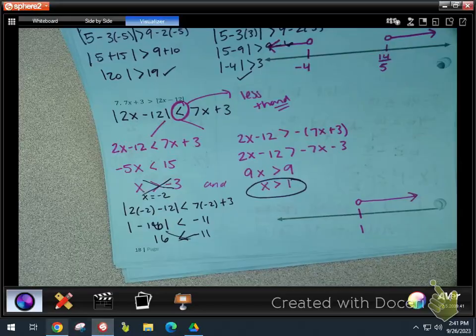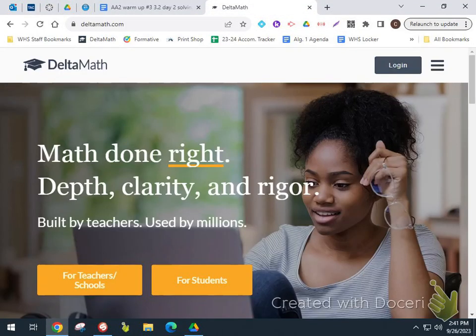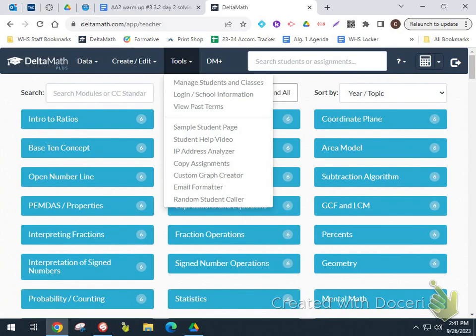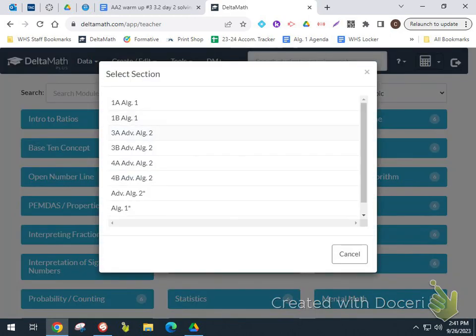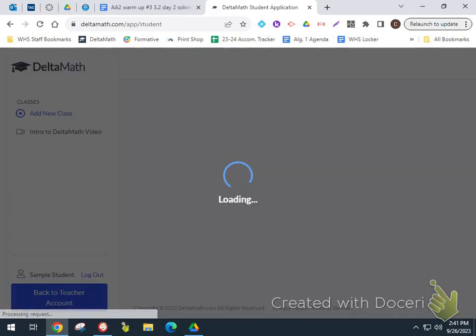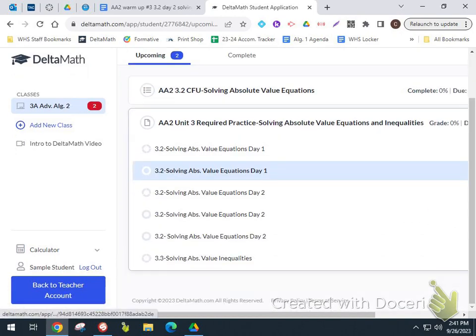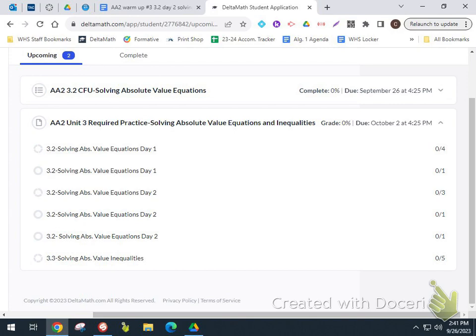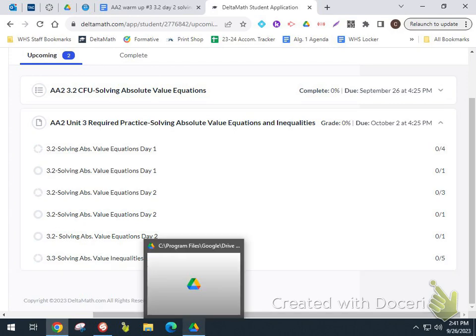Hold your thought real quick. Just so you know, you are able to get 100% of Delta Math done. I know we don't have a ton of time, but we need to make sure that we do that. I don't think it's a whole lot of problems. How many is it? 5? 5 problems. You're going to do a CFU over inequalities next time and review day, but your Delta Math needs to be at 100%. Okay?